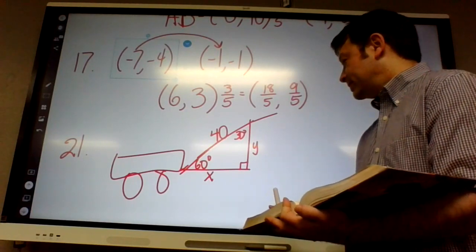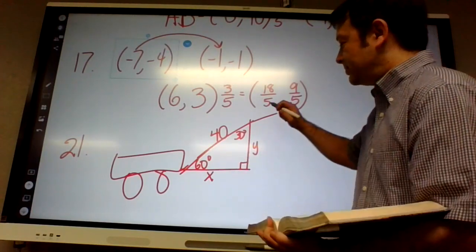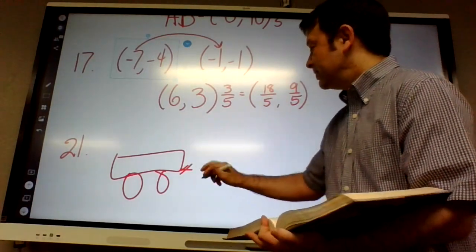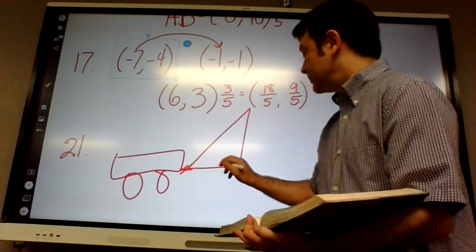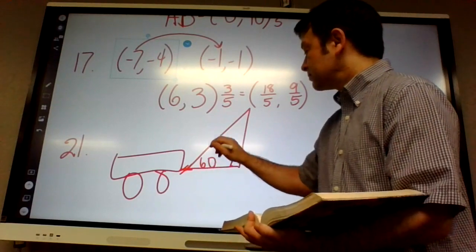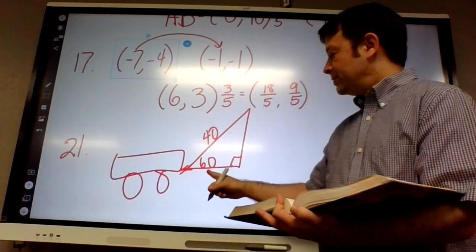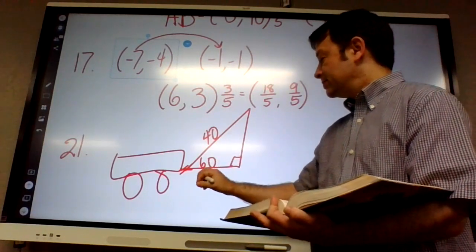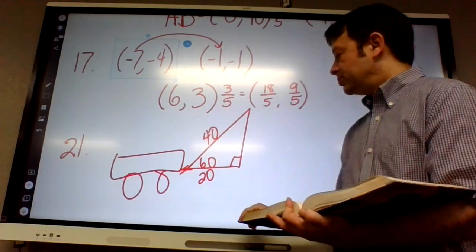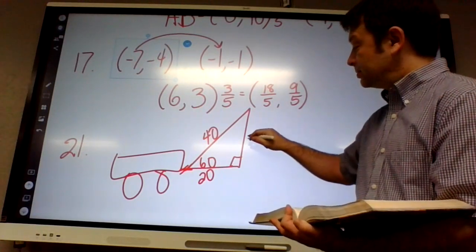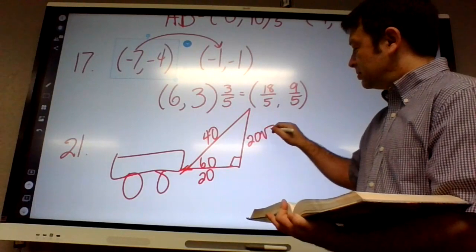Okay, anyways. It's a 60-30. I didn't draw it very well, but here, I'll draw it better. We can use special triangles to solve this one. So if the hypotenuse is 40, the short leg is 20. If the short leg is 20, the long leg is 20 square root of 3.